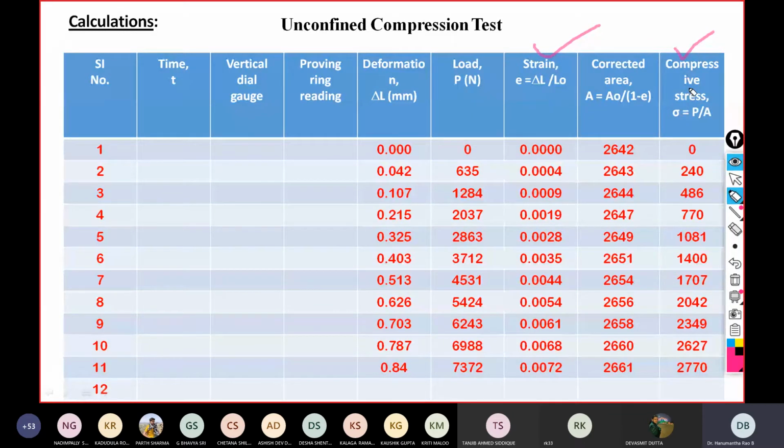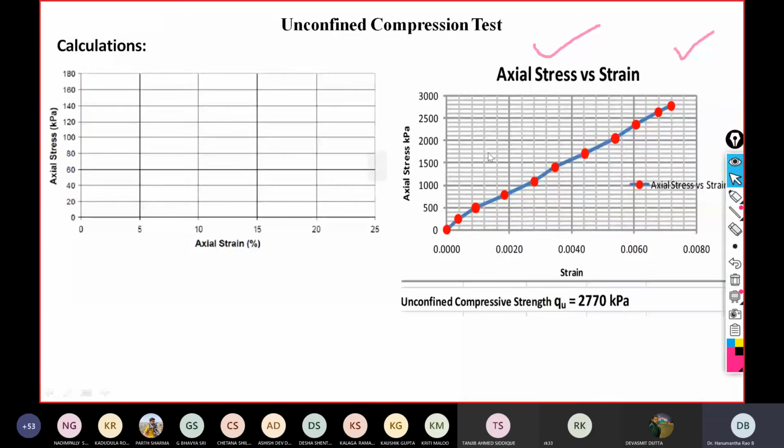So I can develop the stress-strain relationship, and that stress-strain curve looks like this: axial stress versus axial strain. From this, I can interpret the maximum unconfined compressive strength, that is qu equal to 2770 kilopascals.